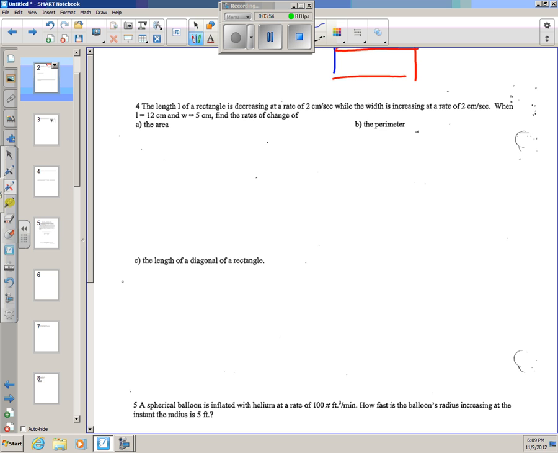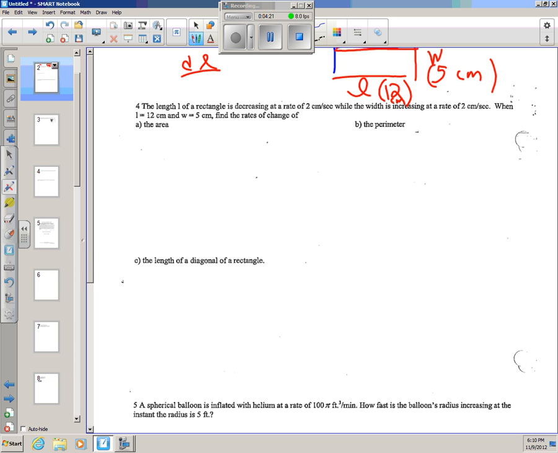Anything that's changing has to be written as a variable. We'll talk about why in a minute. So the length is changing, so I'm going to label that as L, and in parentheses I'm going to put 12 centimeters, which is the amount that L is at the time we're interested in. The width is also changing, so I have to write it as a variable. At the time we're interested in, the width is 5 centimeters.